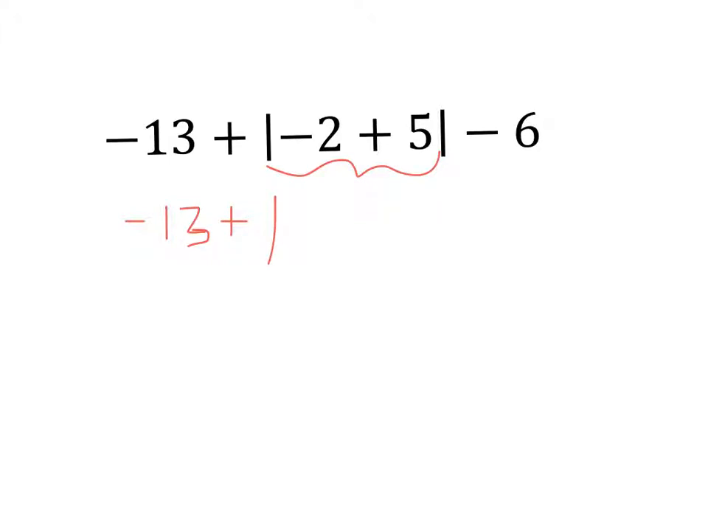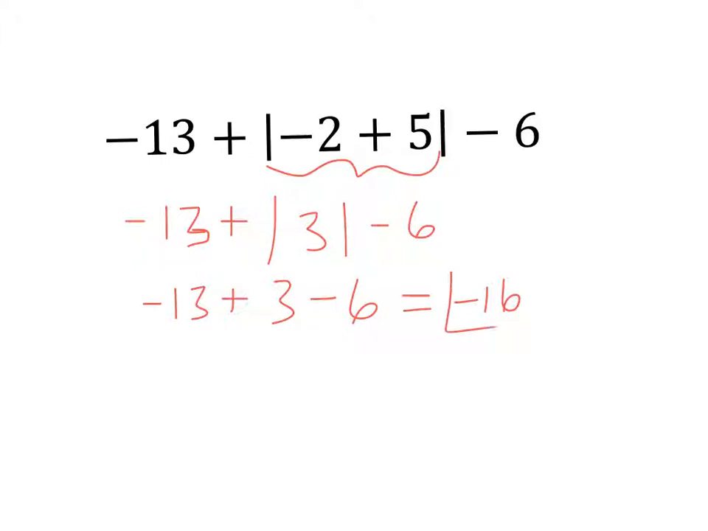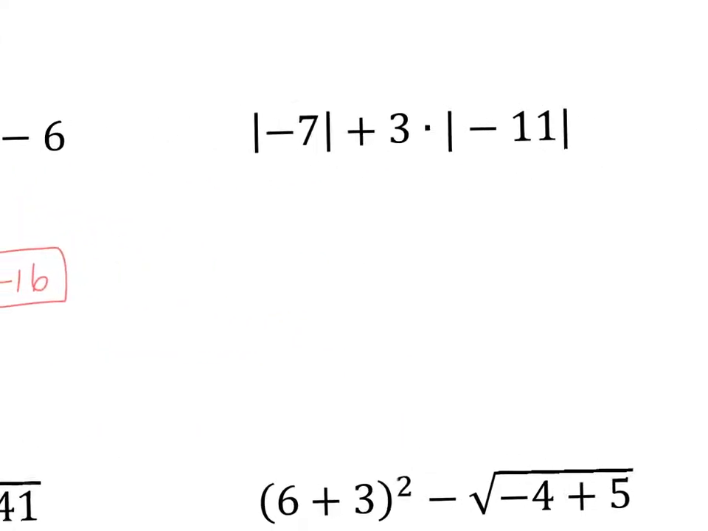Negative 2 plus 5 is 3, so we have the absolute value of 3, and then we're going to subtract 6. Now we take the absolute value of 3, and we end up with negative 13 plus 3, subtracting 6. And then we add those all together from left to right. Negative 13 plus 3 gives us negative 10, minus 6 gives us negative 16 as our answer for this one. Let's look at the next one.